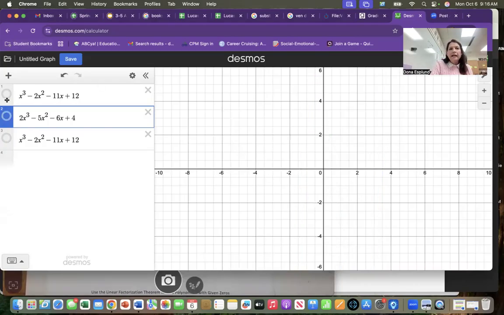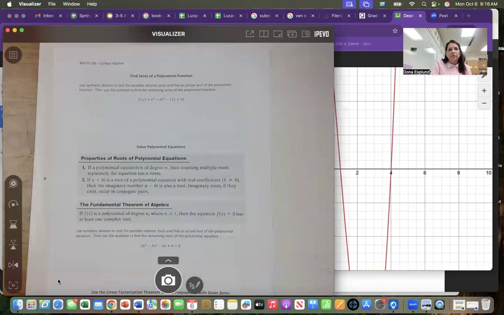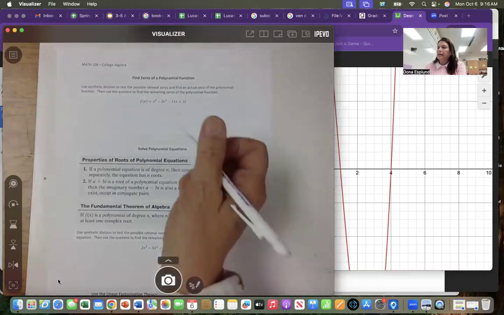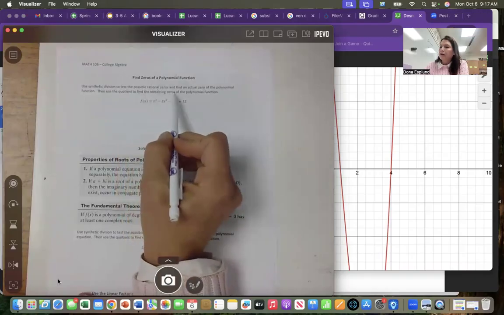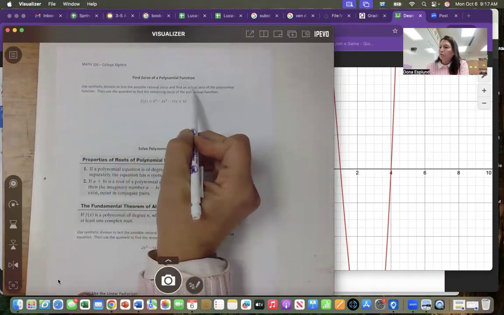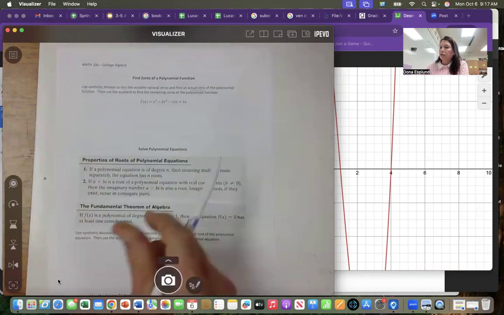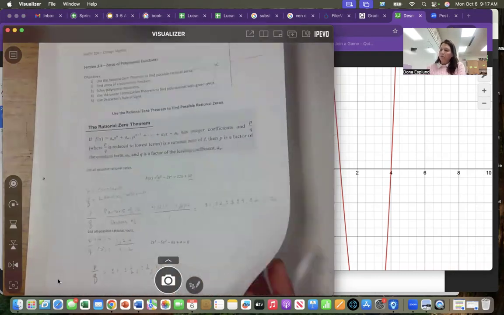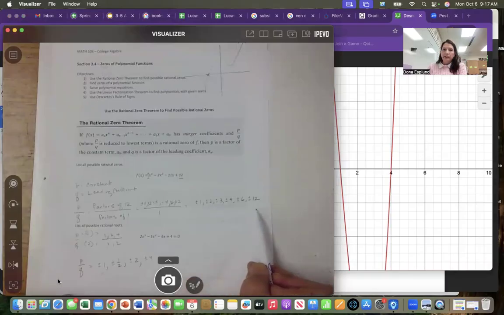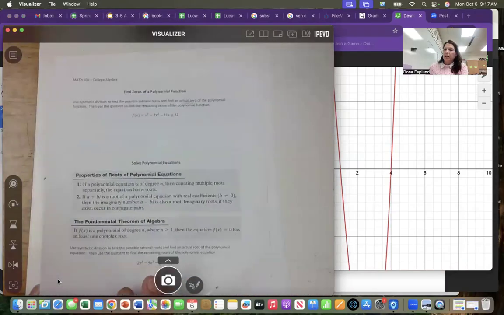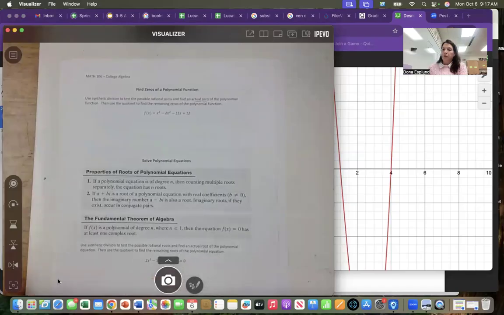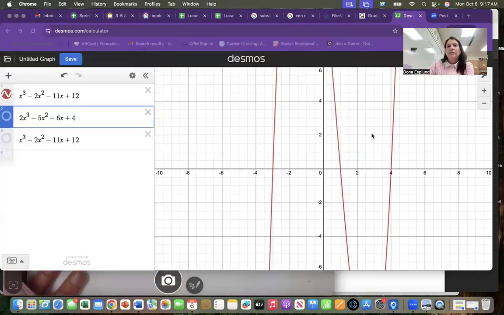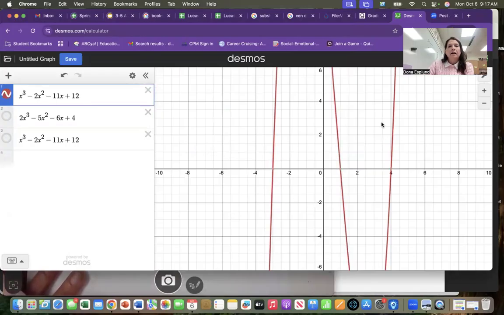So on the next page, as I flipped over, it says use synthetic division to find the possible rational roots and then find an actual zero of the polynomial function. So remember on this one that we had before, this was all the possibilities, but we used Desmos to kind of cheat or look to see if that would make sense. So I knew from my first equation that 1 is going to be a root, and also 4 and -3.